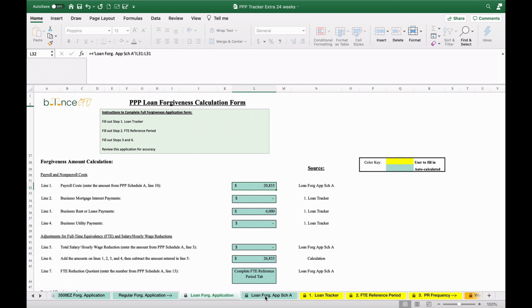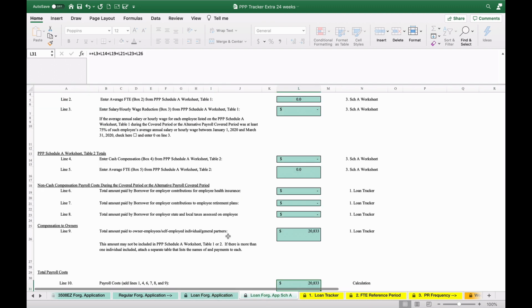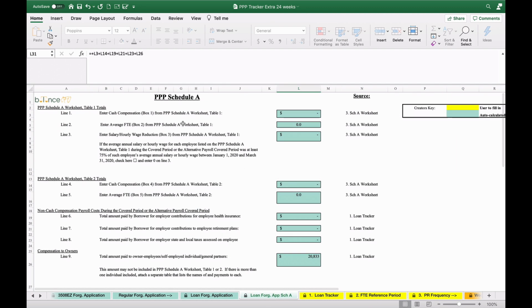So same thing with this loan forgiveness application Schedule A. That is also a required schedule if you are using the long form. You have to actually turn this form in as well. And this is all going to be auto-calculated as well off of the other worksheets that you complete within this tracker. So let's jump on over to step 1, which is the loan tracker.